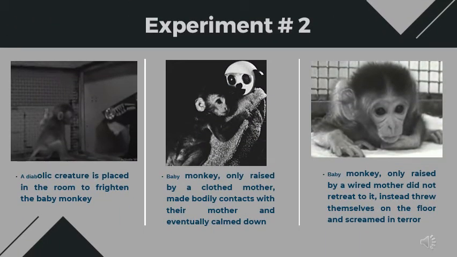Experiment number 2. When the experimental subject, that is the baby monkey, was frightened by strange, loud noises made by the diabolic creature, monkeys raised by terry-cloth surrogates made bodily contact with their mothers, rubbed against them, and eventually calmed down. In contrast, monkeys raised by wire mesh surrogates did not retreat to their mothers when scared. Instead, they threw themselves on the floor, clutched themselves, rocked back and forth, and screamed in terror.